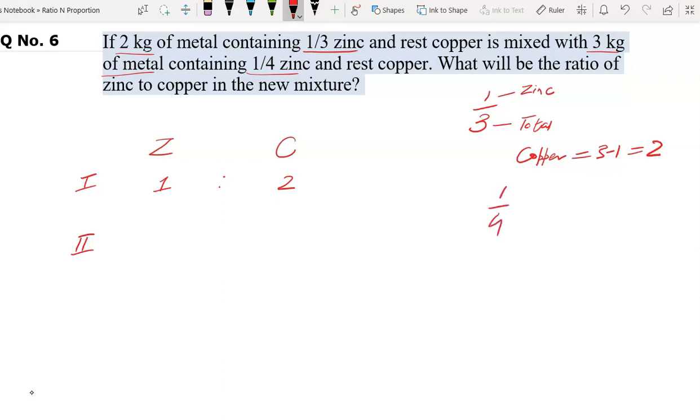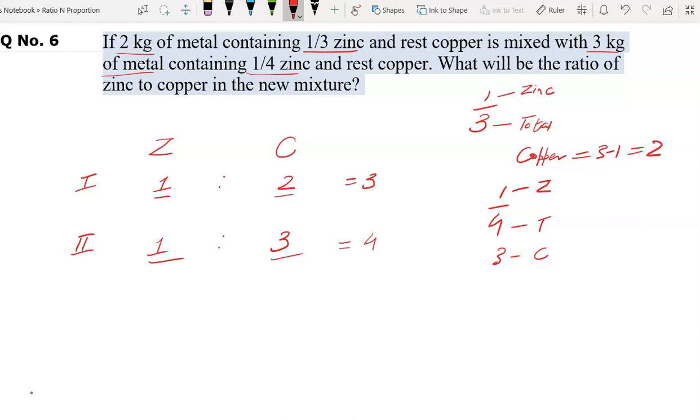So 1/4 zinc means 1 is zinc, 4 is total. Copper will be 4 minus 1, which is 3. So zinc and copper is in the ratio 1:3. Now what we need to do? We know that we need to add 1 plus 2, and this will give us how much? 3. 1 plus 3 will give us 4.